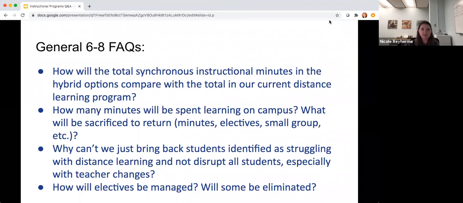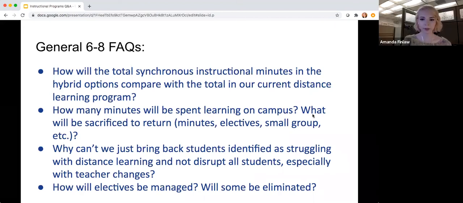When we're talking about synchronous instructional minutes in a hybrid option, since we are having to limit it to half of our student body at a time, we are going to see a decrease in those live synchronous minutes by about 50%. The total instructional time, including our asynchronous minutes though, will not change from current.